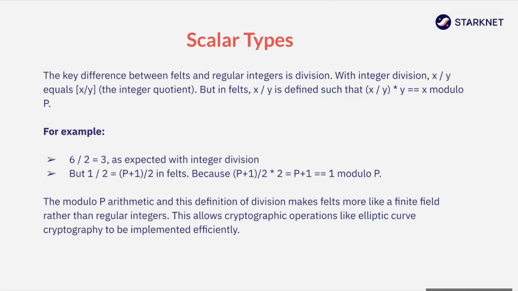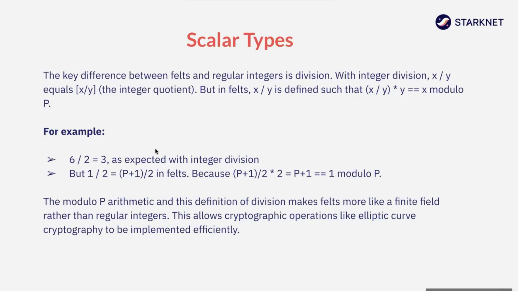The way felt handles division is quite different from the way a normal division happens, right? With normal division, we can have something like x over y, which will give you the actual x over y. Like if you're dividing 6 by 2, for a normal integer, you're going to be getting 3. But it's not like that for felt. In felt, x over y is defined such that x over y times y has to be equal to x modulo P.